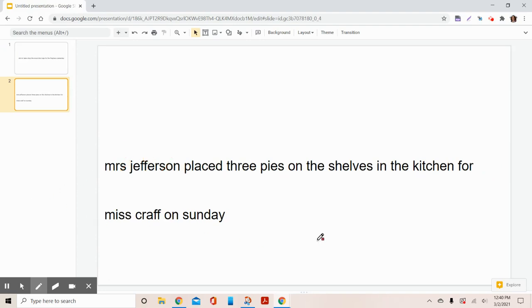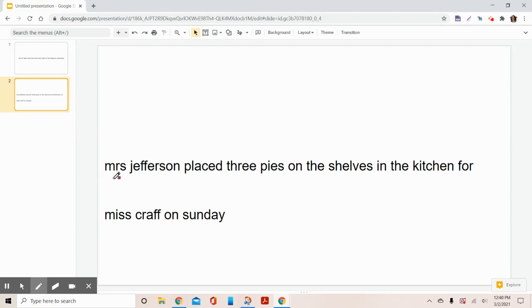Our next sentence. Mrs. Jefferson placed 3 pies on the shelves in the kitchen for Miss Craft on Sunday. Go ahead and look through that sentence and see how many nouns you think there are. I came up with 6 nouns this time. Let's see if you found all 6.